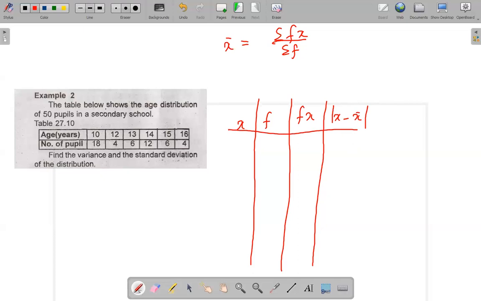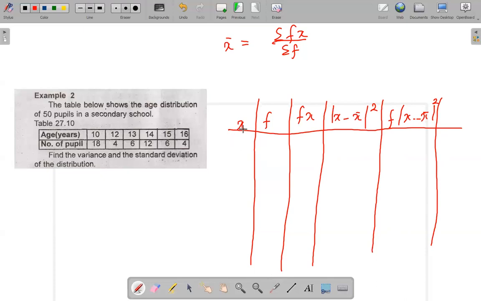The deviation from the mean, remember that the square of it is what we need to calculate the variance and the standard deviation. Let's have that in another column. I will have X minus X bar squared, and F times X minus X bar squared.